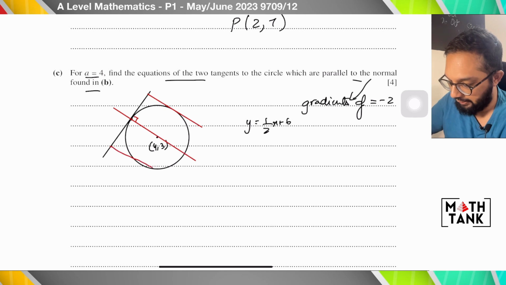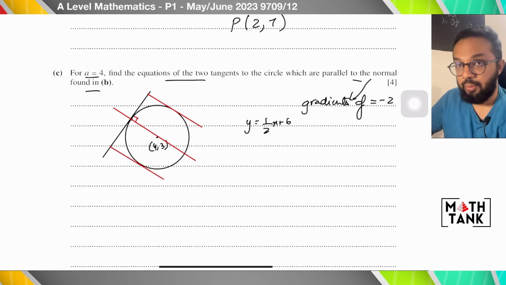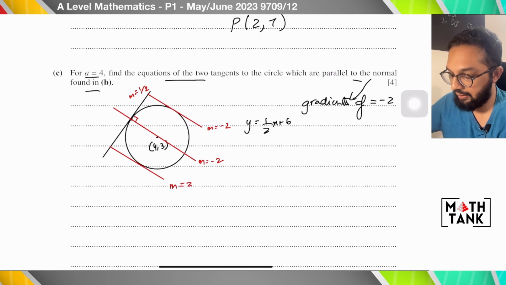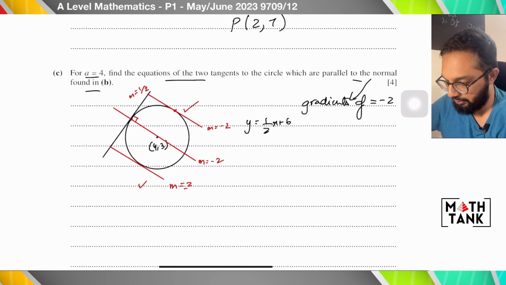So I need to find the equation of these two lines that I've just drawn. What I know is that if this line had a gradient of half, this line has a gradient of minus 2. This should also have a gradient of minus 2, and this should also have a gradient of minus 2. But in order to construct the equation of this and that line, I need these two points. Now, what clicks here is that I could have this equation.